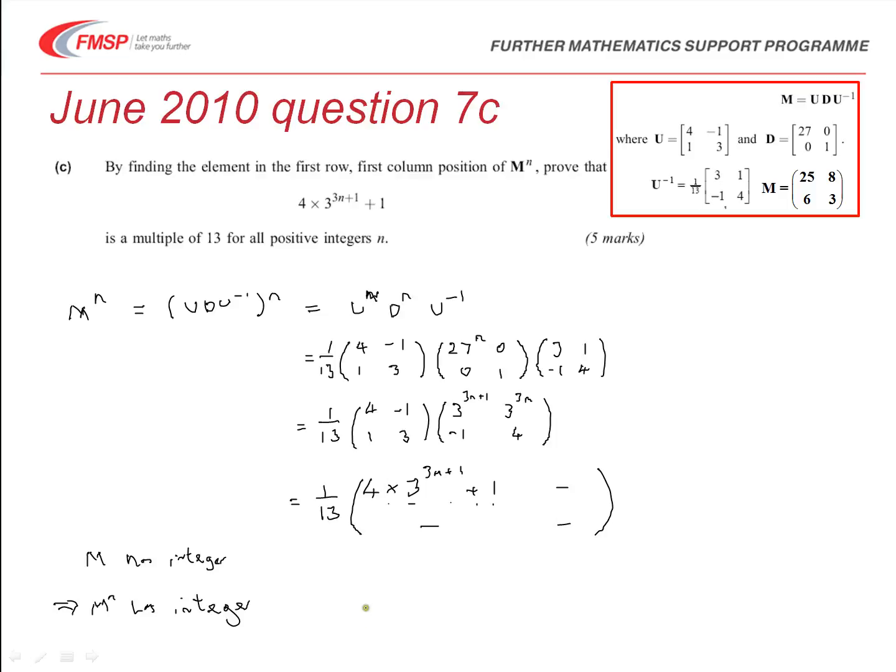Okay, so that will imply, therefore, that 4 times 3 to the 3n plus 1 is a multiple of 13.